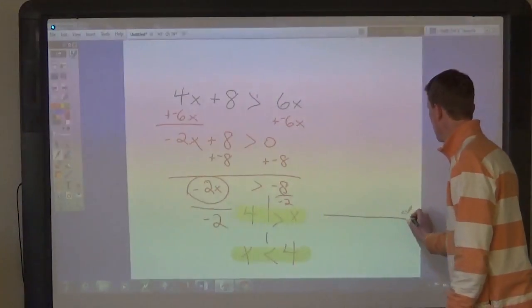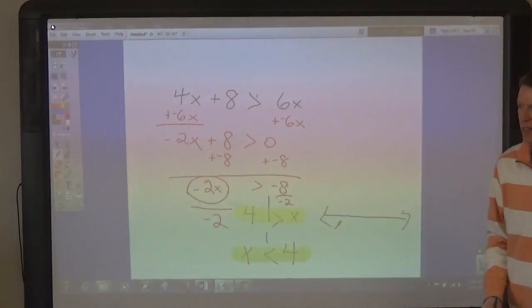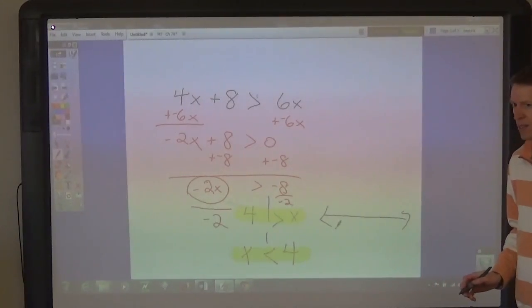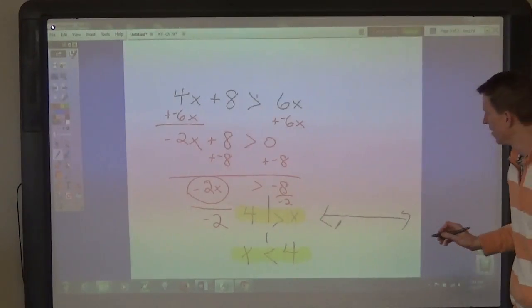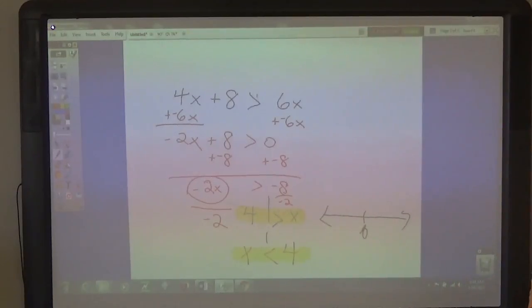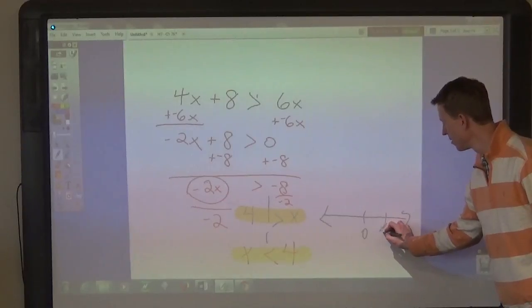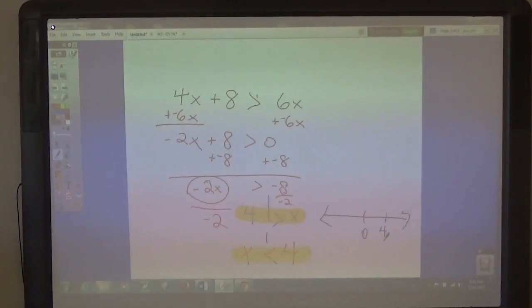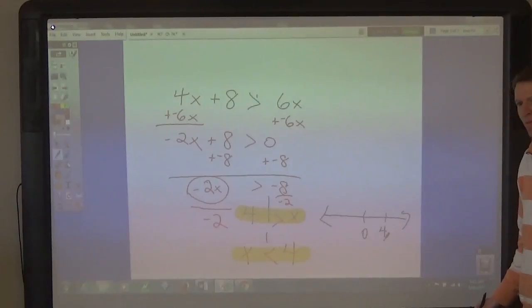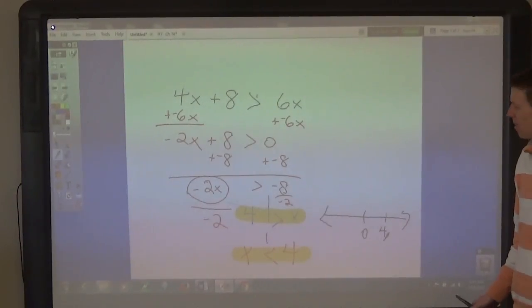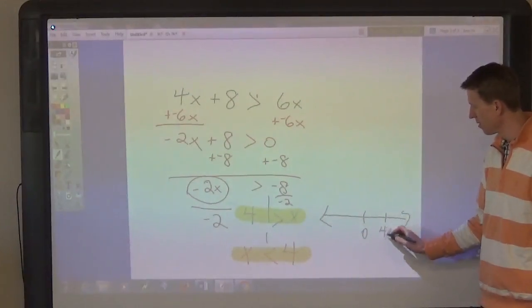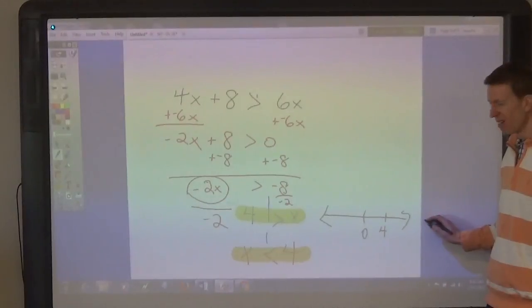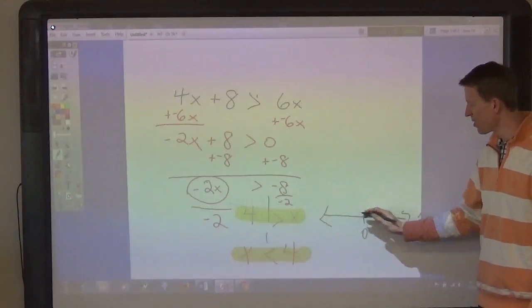So, how do we graph this solution? Mark 0. An open dot at 4, and then the arrow is facing. Now, if 4 is greater than x, then it's going to the right. 4 is greater than x.